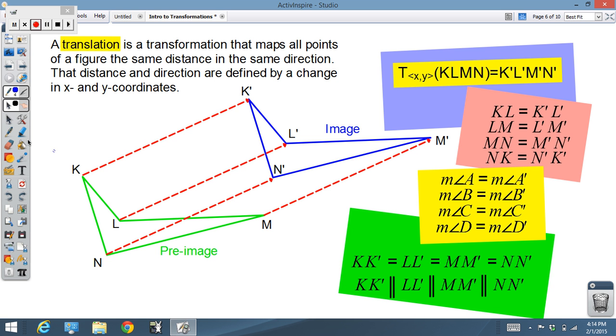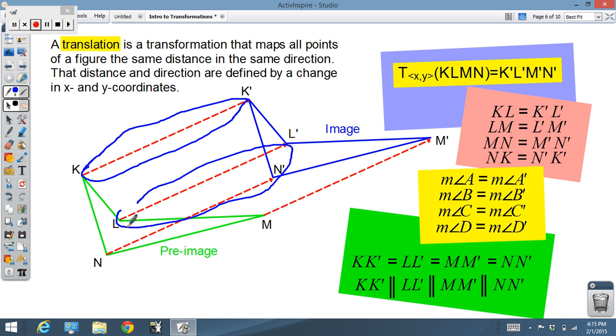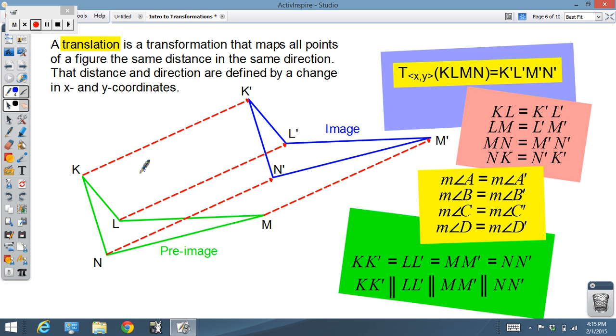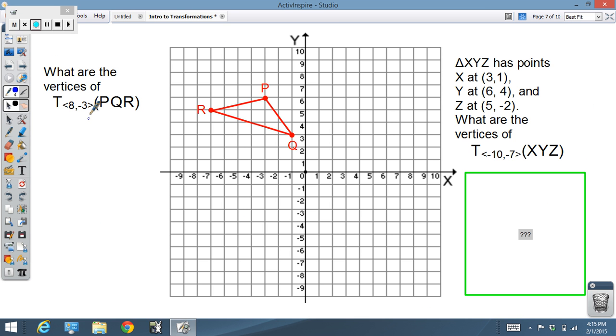Okay. Notice also, really important stuff right here, is that the distance from K to K prime is going to be the same as the distance from L to L prime and N to N prime. All 4 of those distances also have to be exactly the same. In addition, since the direction on all of those is the same, those 4 lines are parallel, 4 red lines. Okay, so that's what happens with the translation. Let me show you what we do with it.